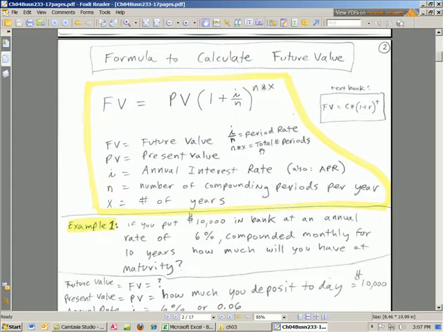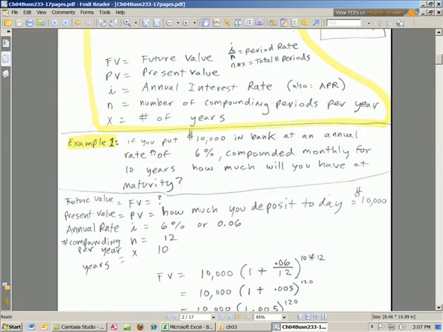Now, if you have a compounding period of 1 and 10 years, then this is 1 times 10. Total periods is 10. But if you have 12 times a year for 10 years, then the total number of periods, meaning the total number of months, is going to be 12 times 10. It's 120. So that's our basic formula. Let's look at an example here.